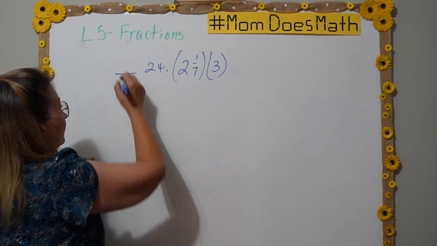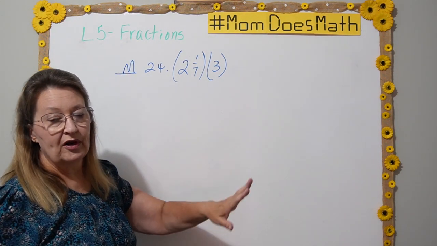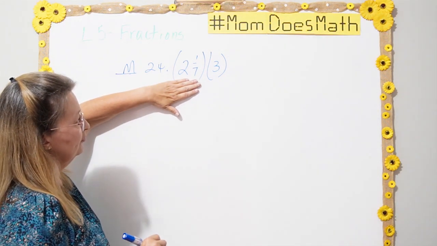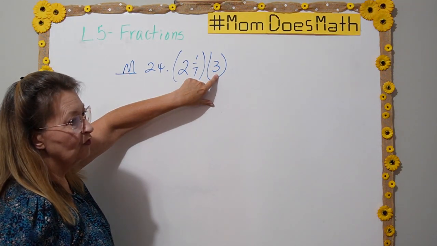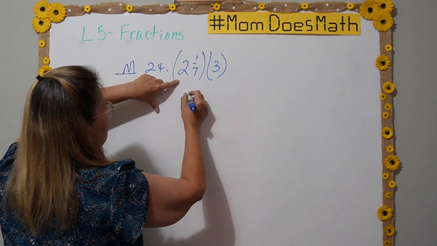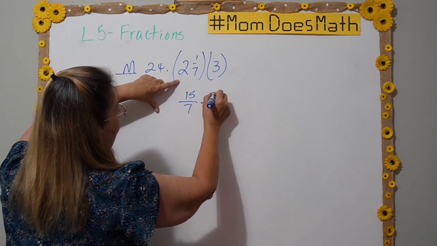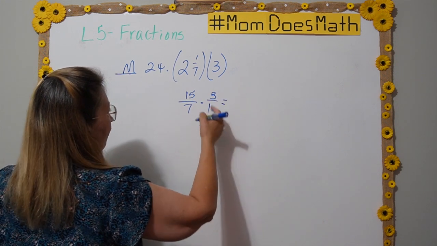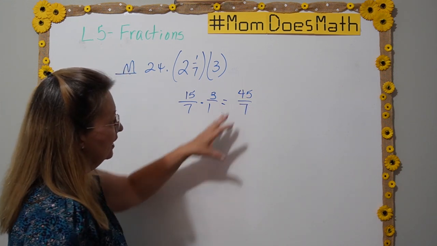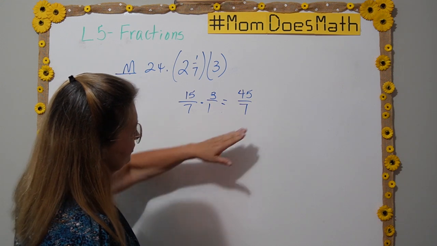Okay, number 24 is multiplication. And to multiply fractions, you multiply straight across the top, straight across the bottom. So I'm going to change this one to an improper fraction, and then I'm going to put 3/1 so that it's in fraction form. 7 times 2 is 14, plus 1 is 15/7. And I'm going to multiply that times 3/1. All right, 3 times 15 is 45/7. Now, it won't reduce, but I could change this to a mixed number.